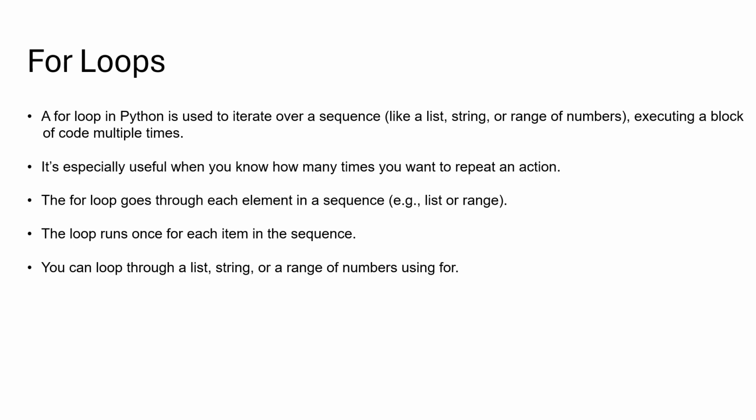Now coming to for loops. For loops repeat actions for every item in a sequence, such as a list, string, or range of numbers. They run a block of code for each element in the sequence. Examples include processing a list of measurements, performing repeated calculations over a range, or modifying characters in a string.